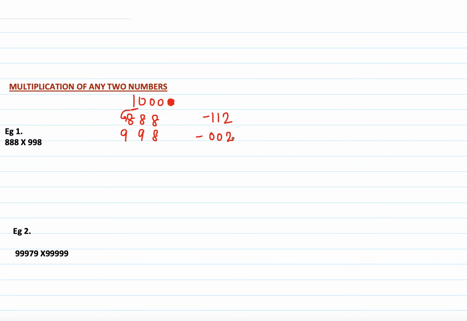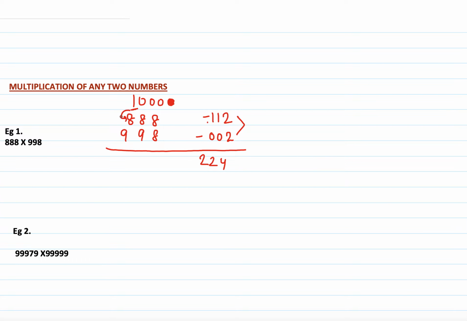Done. Now you have to multiply these two, since they are of the same sign, because we are subtracting 888 minus 1000, so the answer will be minus 112. Same here, 998 minus 1000, the answer will be minus 002. We do the same multiplication. Negative and negative gives us positive. So 112 into 2 will give us 224.